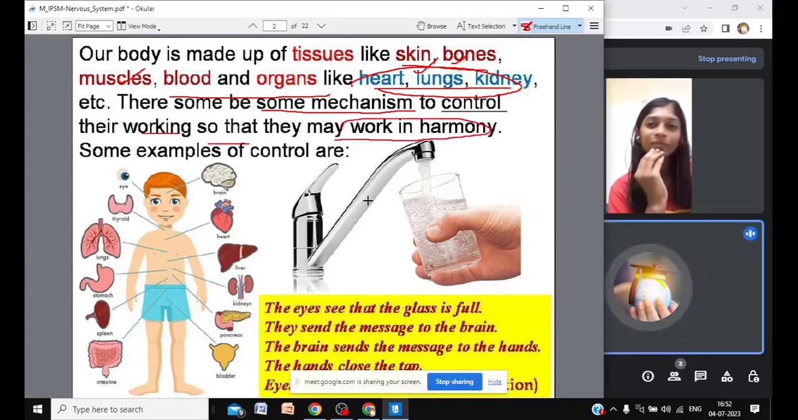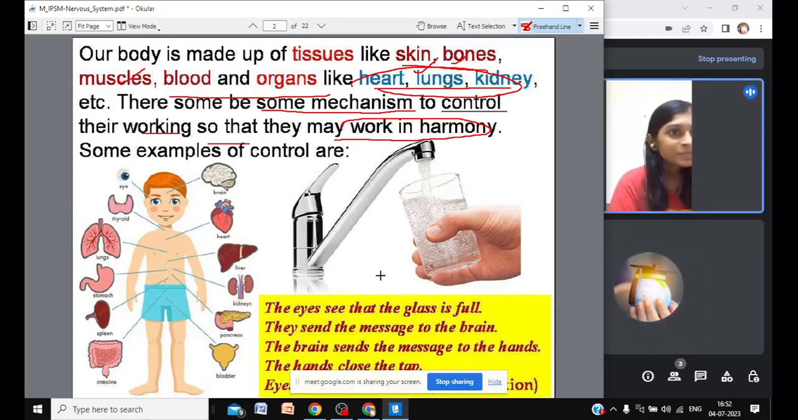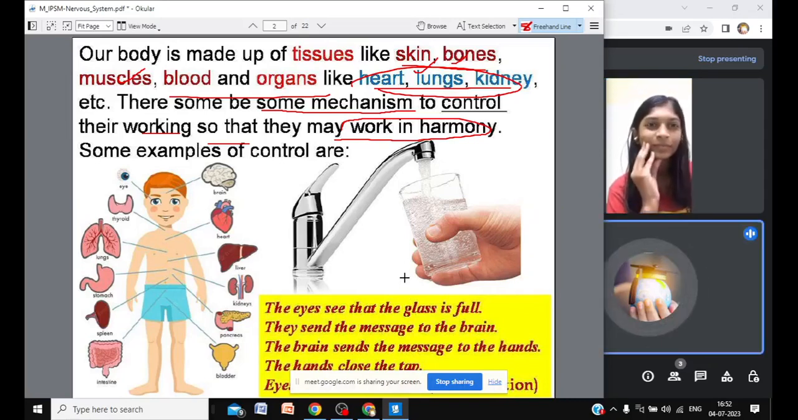Now here is an example of a control on the right side. What can you see? What is the person doing? The eye-brain-hand coordination. Exactly. The person is filling a glass. So when the glass is full, he will turn off the tap.